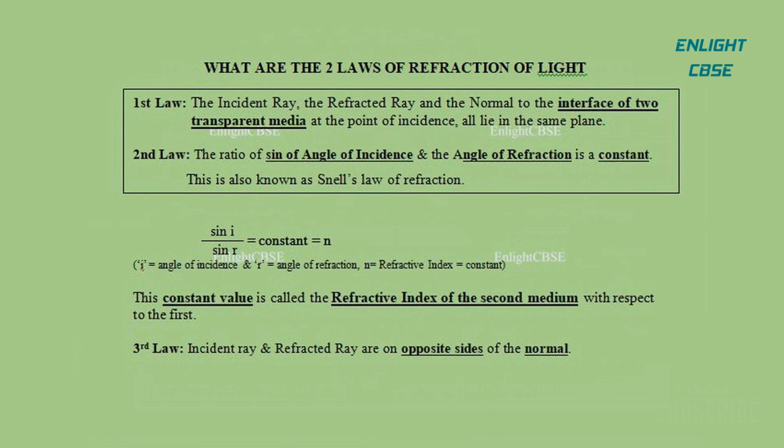What are the two laws of refraction of light? 1. The incident ray, the refracted ray, and the normal to the interface of two transparent media at the point of incidence, all lie in the same plane.